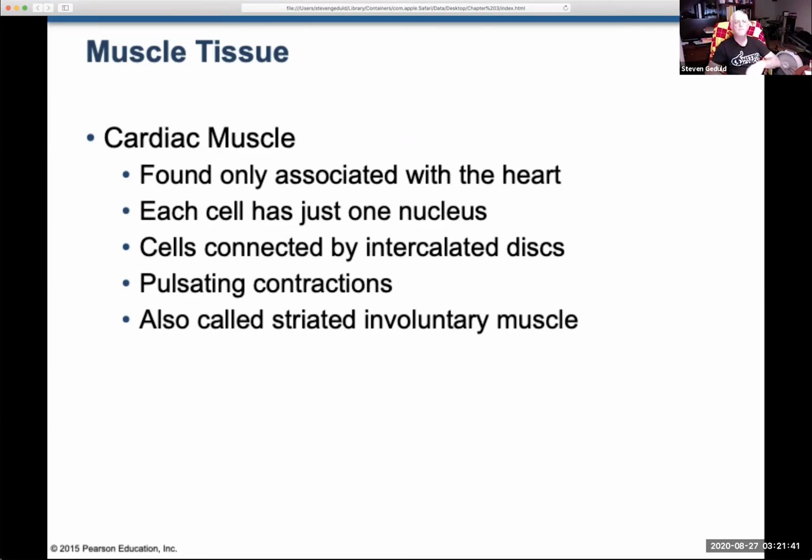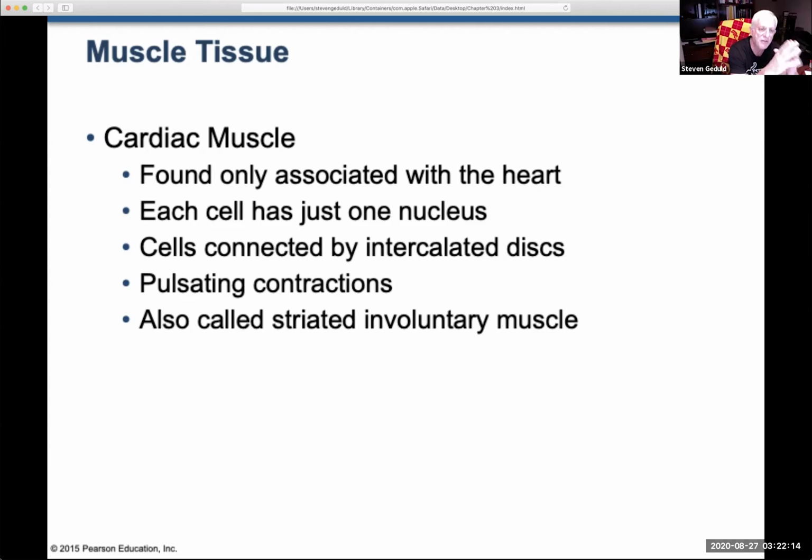All right, so these are called pulsating contractions. Cardiac muscle can also be called striated involuntary muscle. So cardiac muscle is striated, but it's going to have intercalated discs. That's what's going to determine the difference. And again, cardiac muscle is involuntary. The heart beats. You do not have to think about it. You do not have to tell your heart to beat. It's going to beat on its own. So it's an involuntary muscle, just like smooth muscle is involuntary.